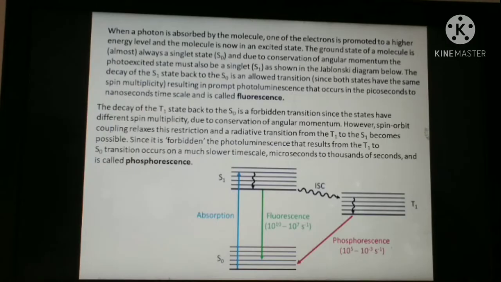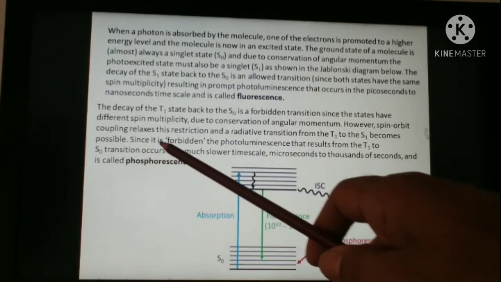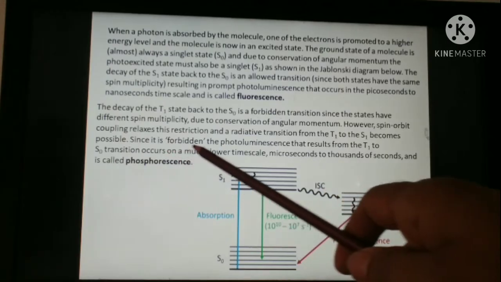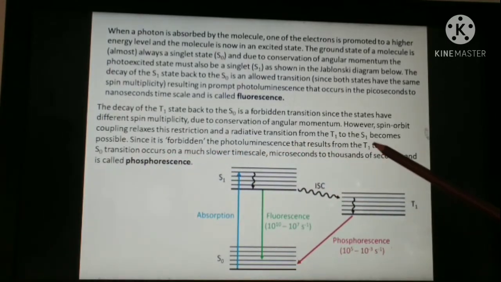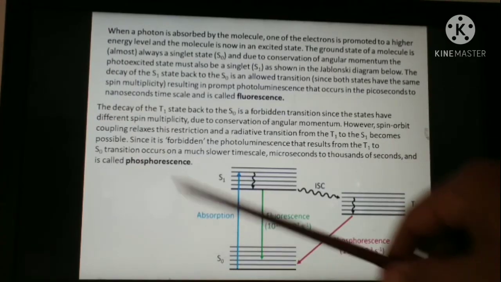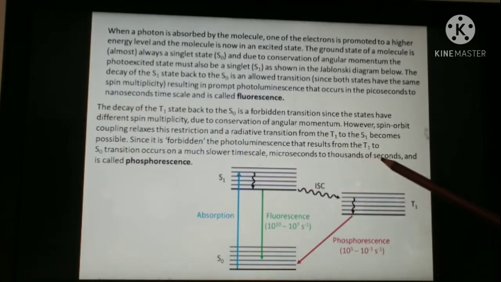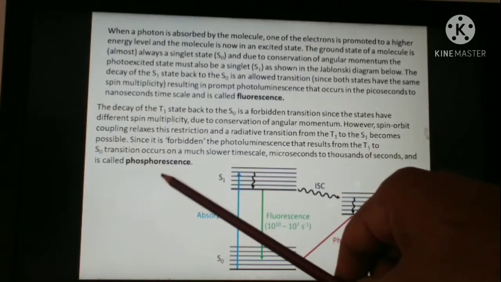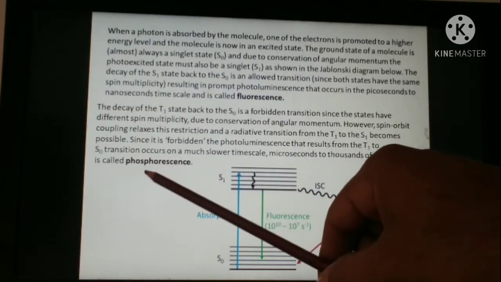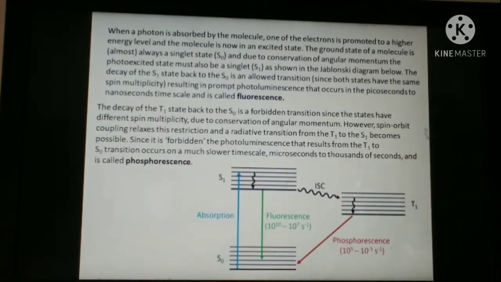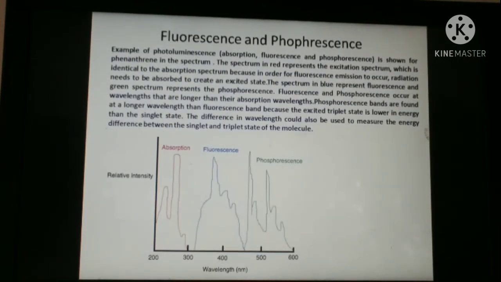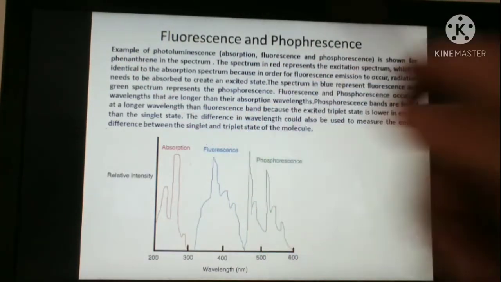So this is how we define fluorescence, and now phosphorescence. It is the photoluminescence that results from the transition from the triplet excited state to the ground state, which occurs on a much slower time scale, microseconds to thousandths of a second, and is called phosphorescence. So it takes a little bit longer for the phosphorescence phenomenon to occur. This is a practical example of photoluminescence, dealing with absorption, fluorescence and phosphorescence for phenanthrene in the spectrum.